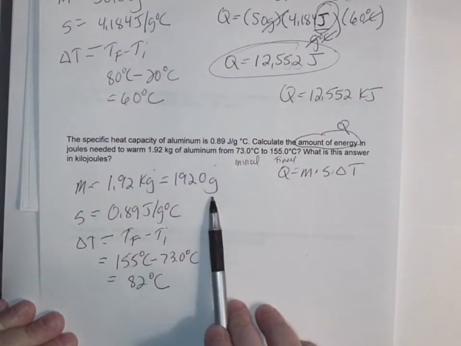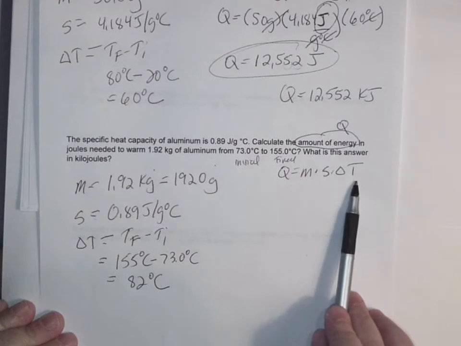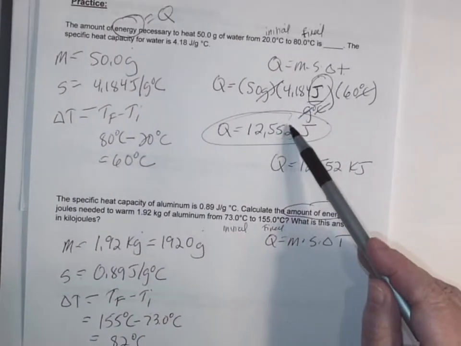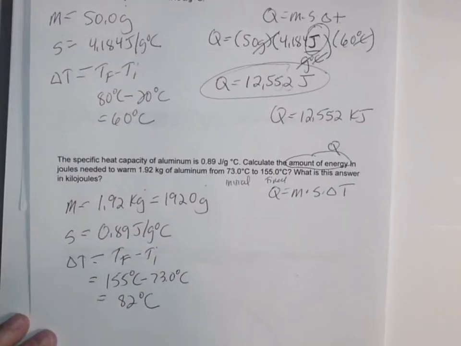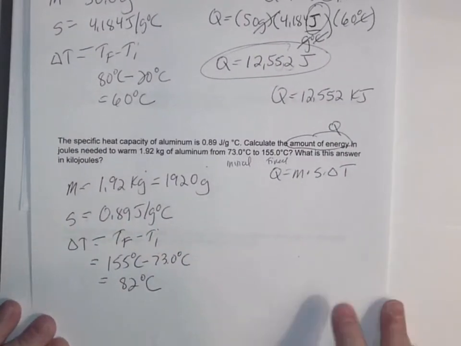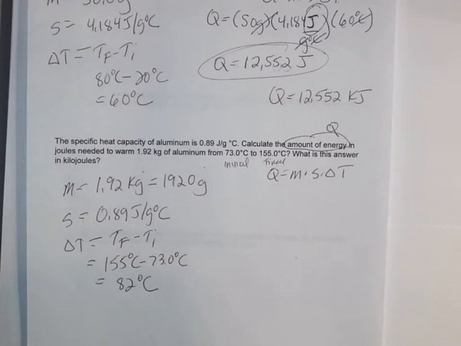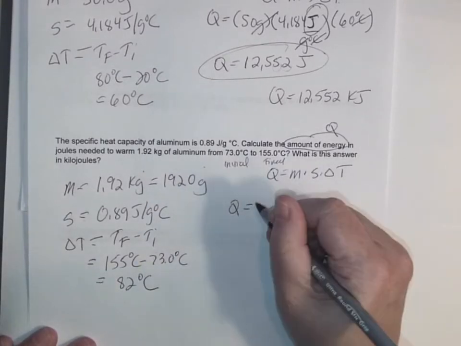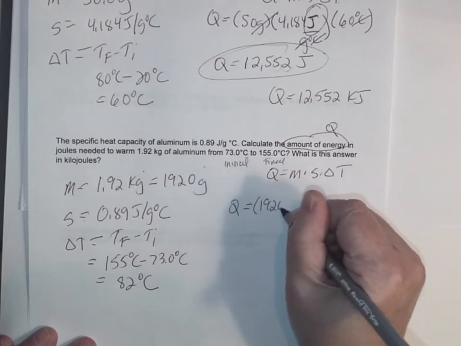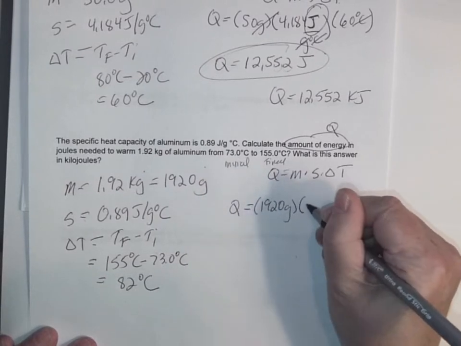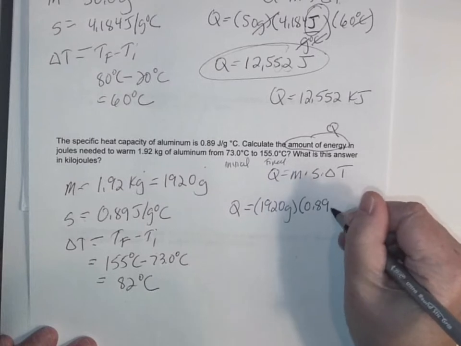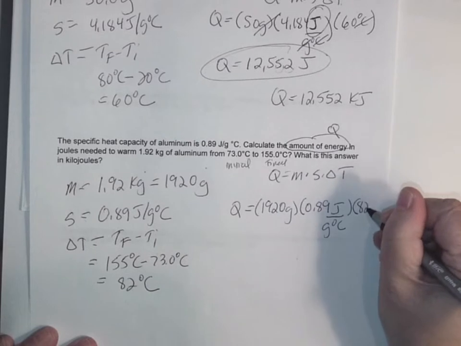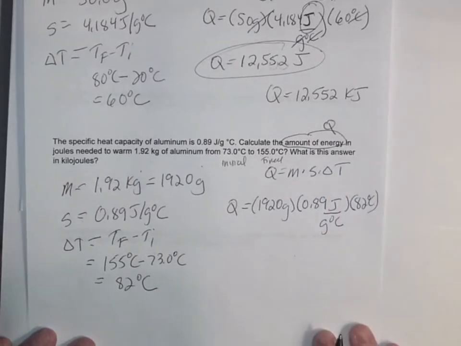If I would not have caught that and put all those original values in here, when it came time to cross things out like we did here, we would catch ourselves that, hey, I have a kilogram and a gram and they're not canceling out. So again, that would be where you would catch that. So mass is 1,920 grams. Specific heat capacity is 0.89 joules per gram degree Celsius. And change of temperature is 82 degrees Celsius.